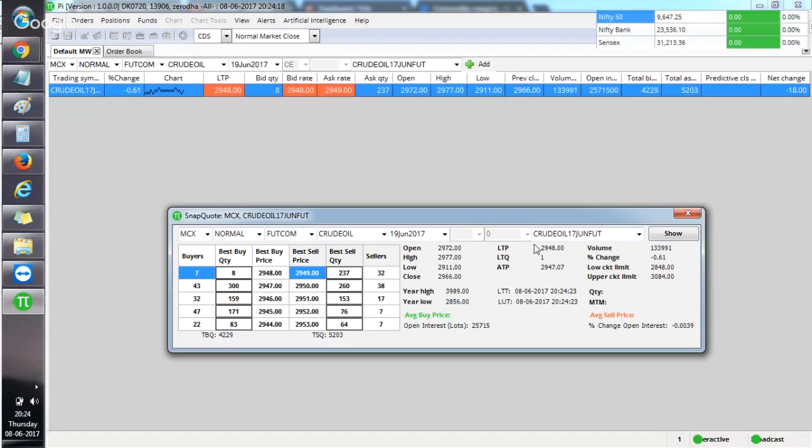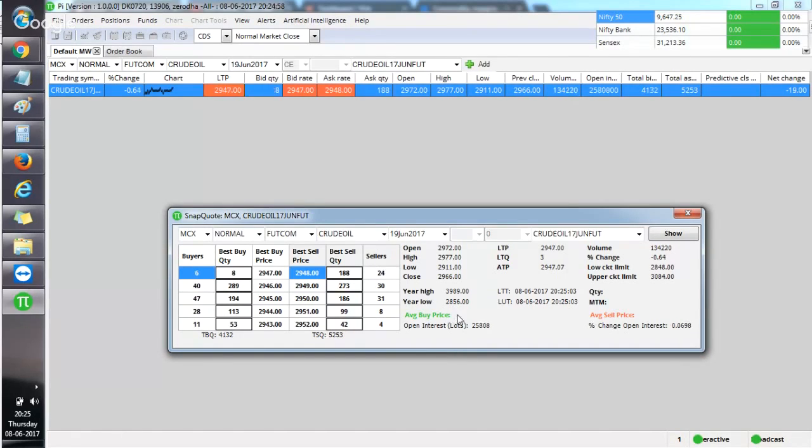So right now the market price, or the LTP, sorry, not the market price, I'm talking about the last traded price, is 2949, and the average traded price for the day is 2947. So just a little bit above the average traded price. So you may probably want to wait and see where this contract moves, whether it goes 50 points above from here or 50 points below from here. Based on that, take your trading decisions.